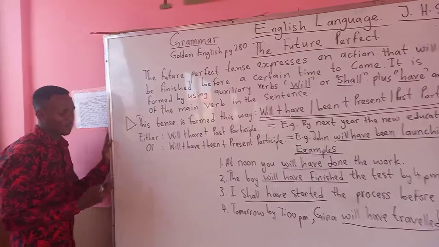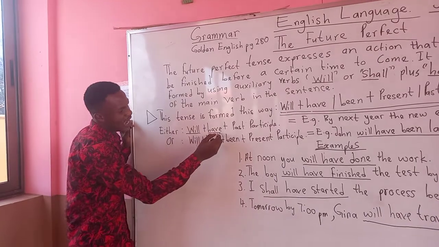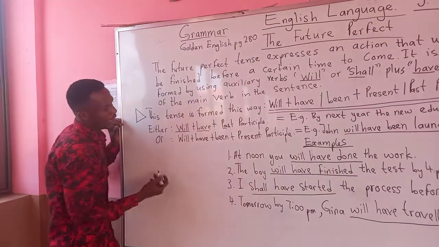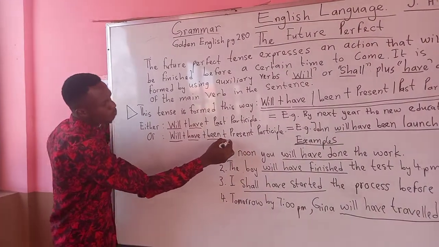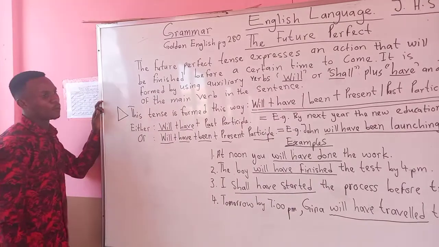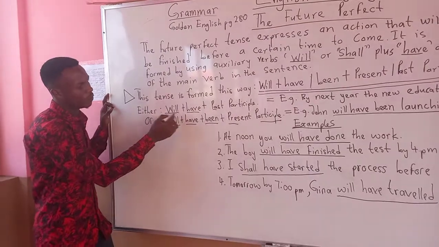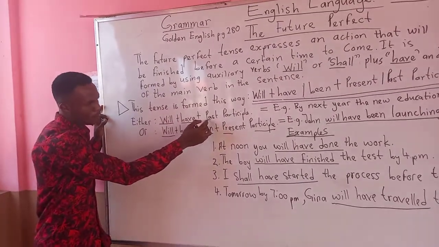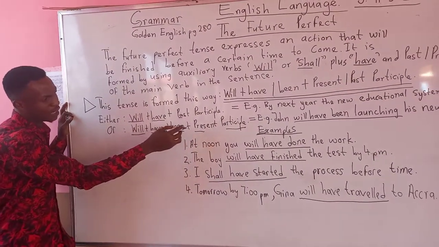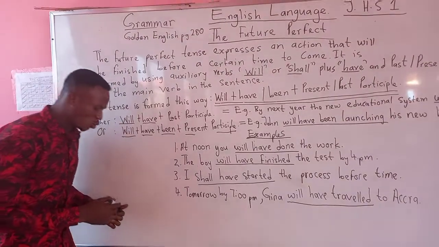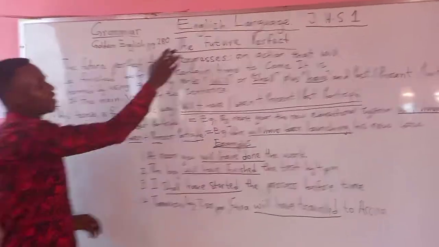So we are going to look at the differences. We have will plus have plus the past participle. And also we have will plus have plus be plus present participle. I have examples for each of these two. So let's look at examples quickly, then we understand the two. Both of them fall under the future perfect.